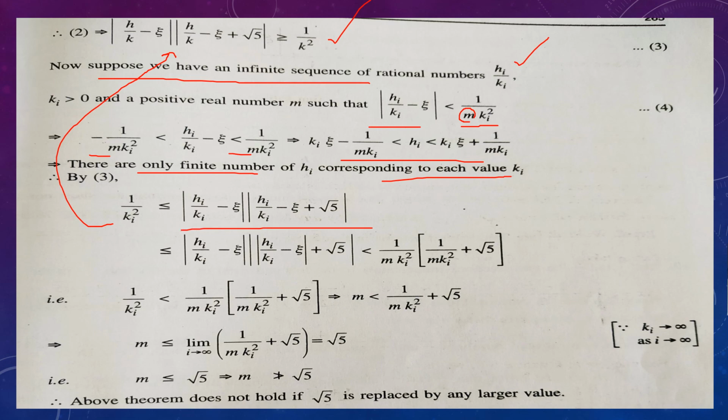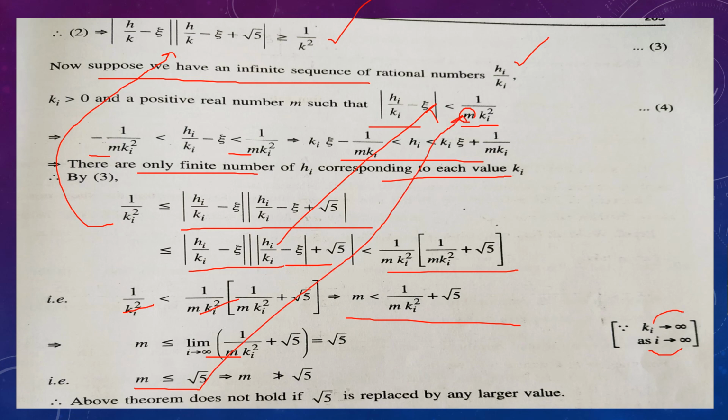Now using this one, 1 by ki square, and instead of h over k I have taken hi ki, I have written like this. So here I have used this value m ki square. Okay, so on both sides ki square is cancelled out, we get the value of m as this. As i approaches infinity, ki also approaches infinity. So this becomes 0, and m is less than or equal to root 5. So this m is always less than or equal to root 5. It cannot be greater than root 5. The above theorem does not hold if root 5 is replaced by any larger value.